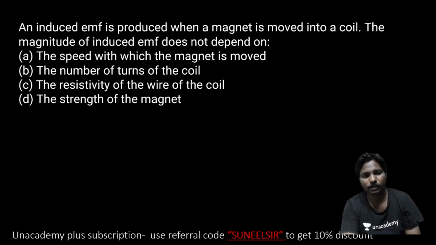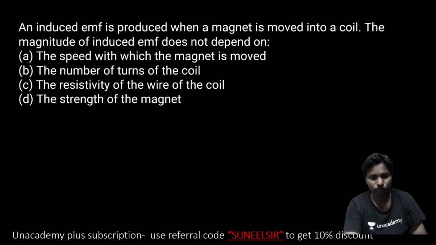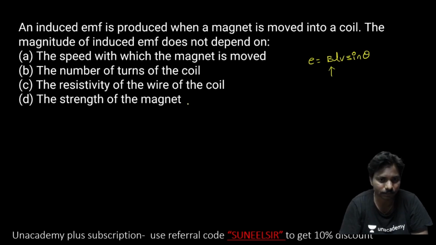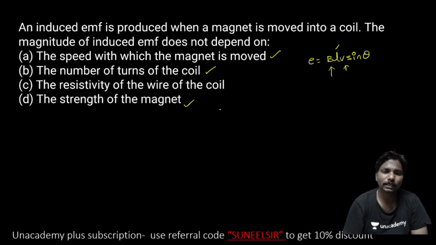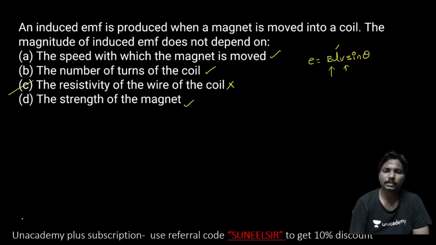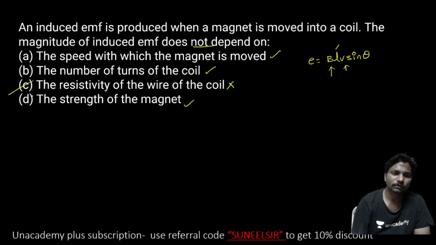An induced EMF is produced when the magnet is moved into the coil. The magnitude of induced EMF does not depend on dash. The magnitude of induced EMF is BLV sin theta. So that means it depends upon magnetic flux density, or magnetic field strength, and length or number of turns, and velocity or speed. But it does not depend upon resistivity. So which one is not, they are asking. So that's why the answer is option C.